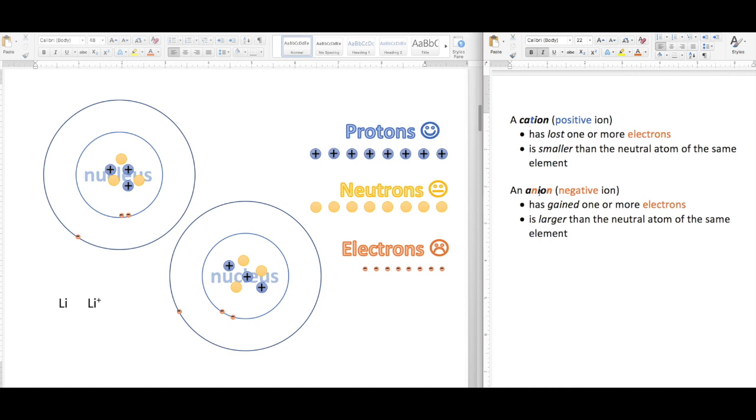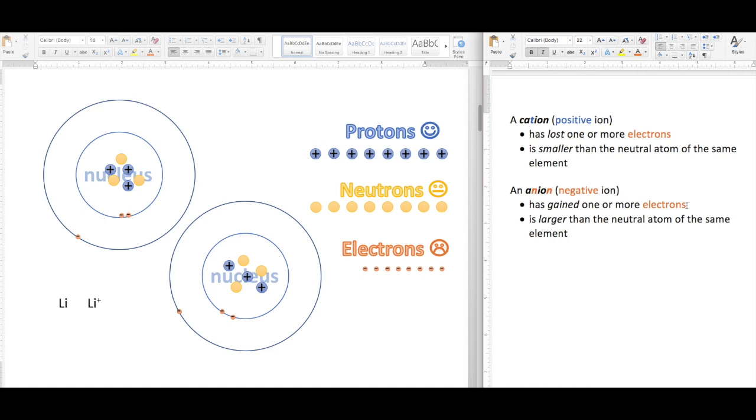An anion is the opposite. That's a negative ion. It has two N's in it, N for negative, so that's how to remember that anion is the word for a negative ion, and it gets that way by gaining one or more electrons.